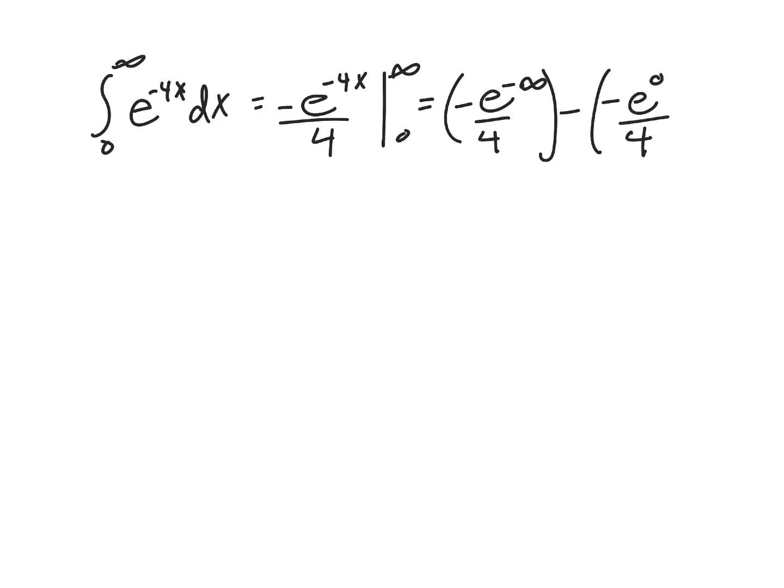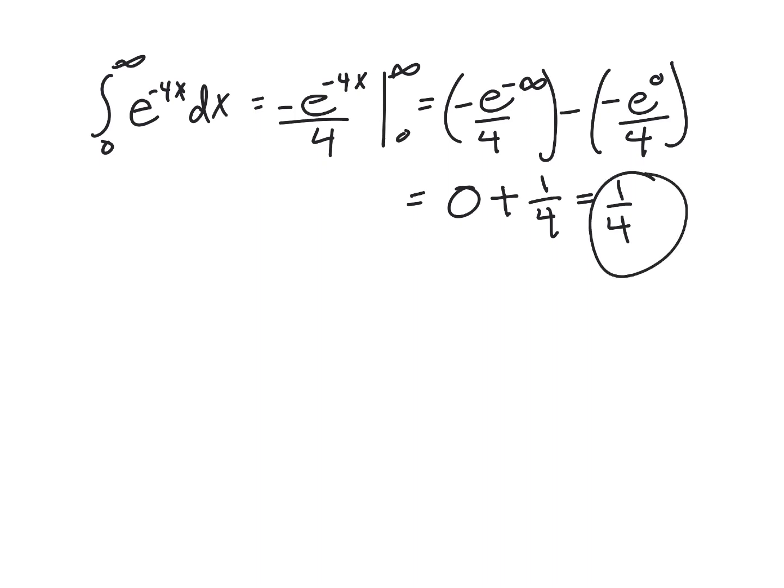Plugging in the 0, I get e to the 0. Okay, let's think about what this means. I have a constant. It's raised to a negative, very large power. That means it's going to be a positive, very large power on the bottom, right? This thing is going to go to 0. Minus a negative, e to the 0 is 1 over 4, and we get 1/4 for our answer. Okay, let's do another one.